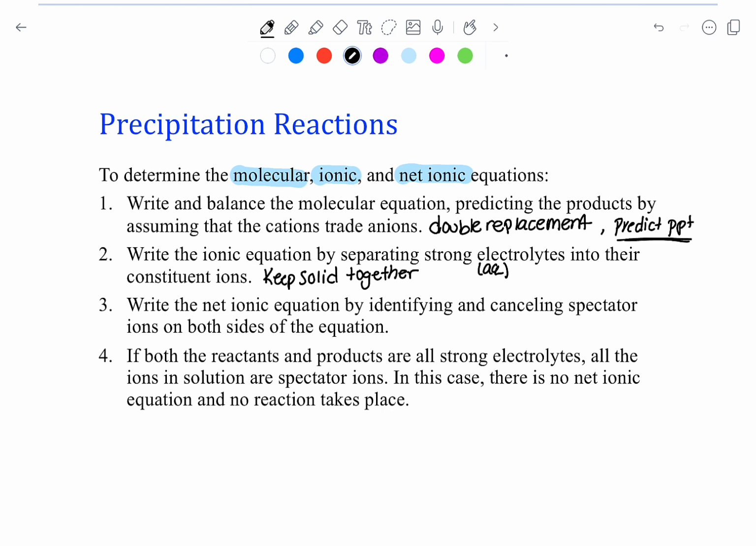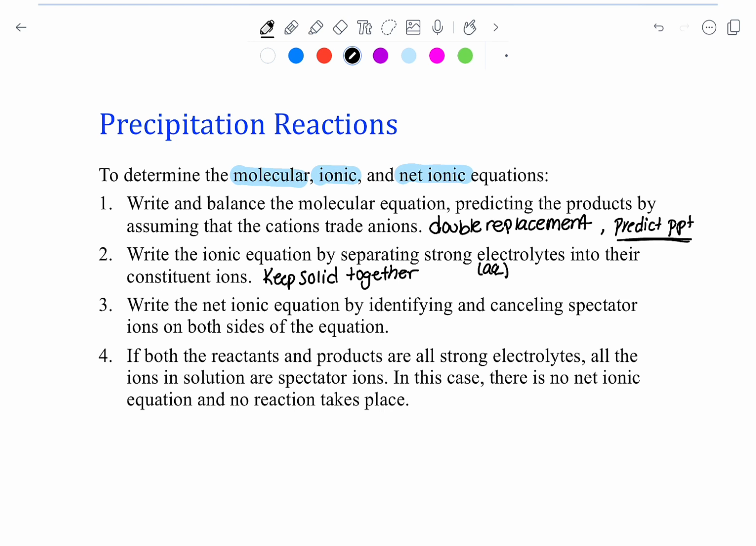Once we have that, we want to write the net ionic equation by identifying and canceling our spectator ions, which is going to be whatever our aqueous product is, and we're going to cancel them out on both sides. And what we'll be left with is the net ionic equation, which shows the individual ions that participated in the reaction and the formation of the precipitate.